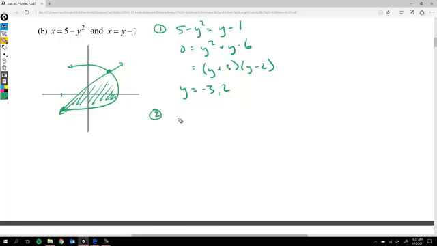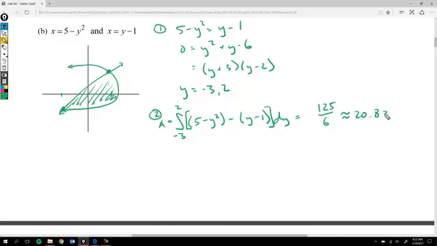Second step is going to be to integrate. So from -3 to 2, it's my area, and we're going to do right minus left. My right function is my parabola, so 5 minus y squared. My left function is my linear. We're doing this with respect to y. If you evaluate the integral, you get 125/6, which is approximately 20.833.